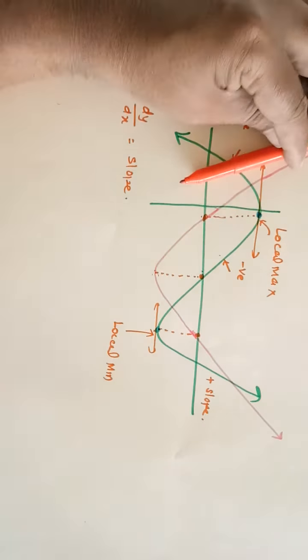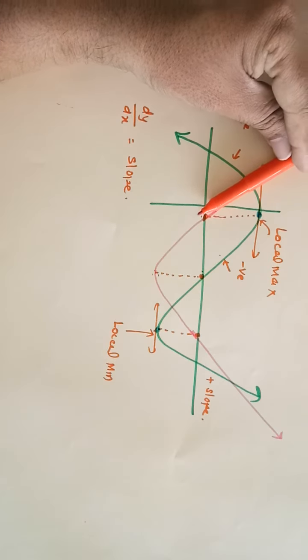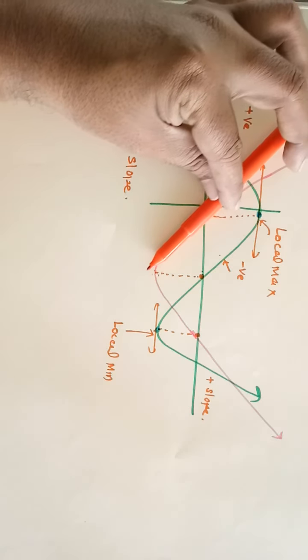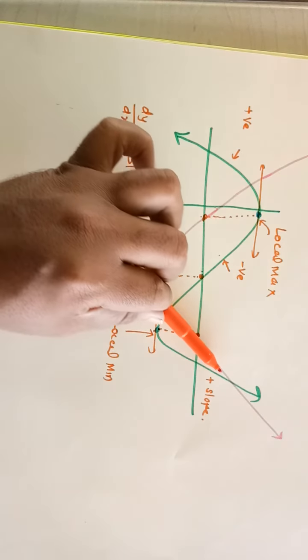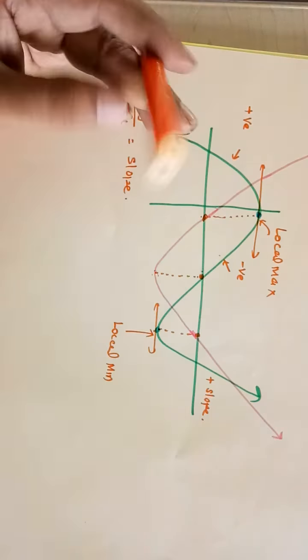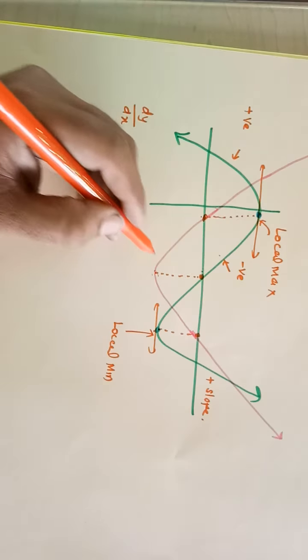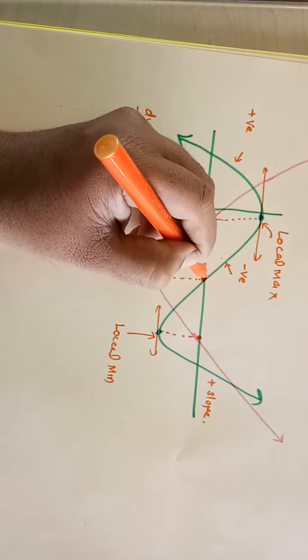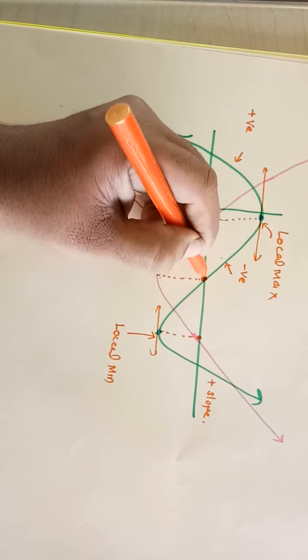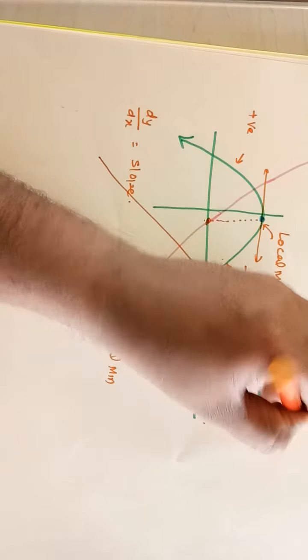Now if you look at the slope here, the slope is negative, going from a high negative to 0, then from 0 it becomes more and more positive. So this is a high negative slope coming back to 0, then from 0 it becomes very high positive.